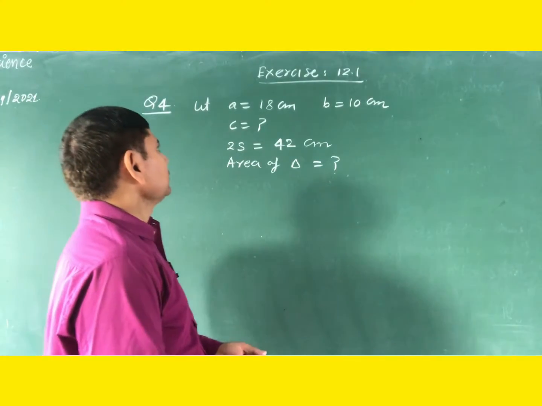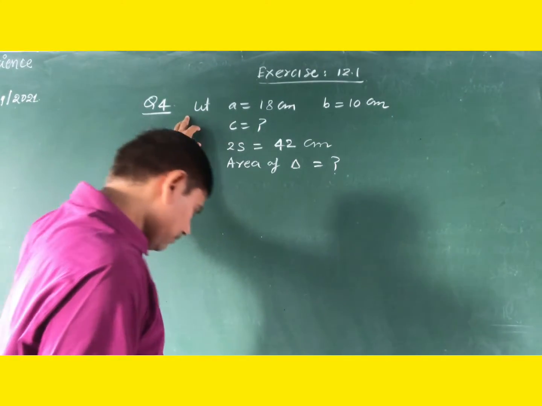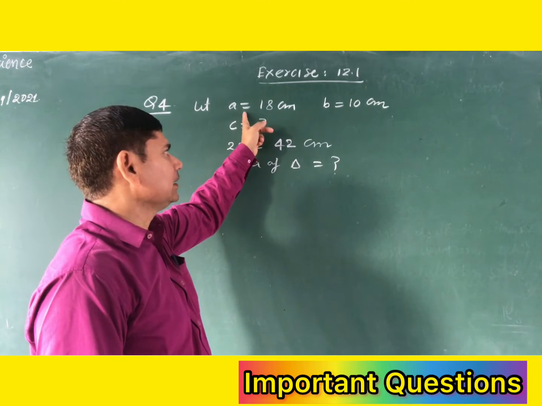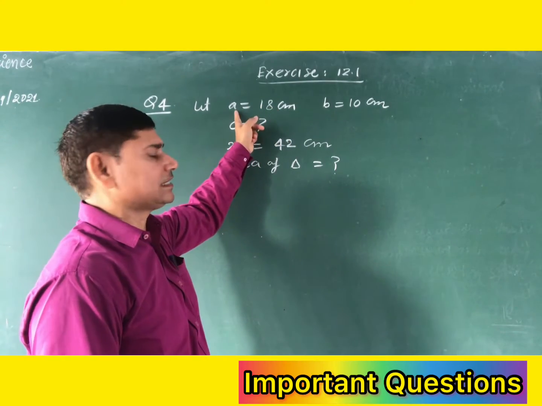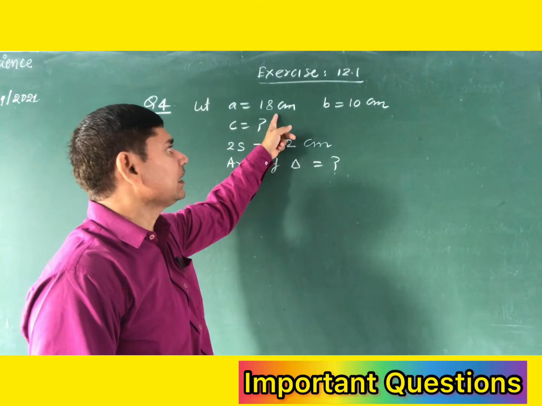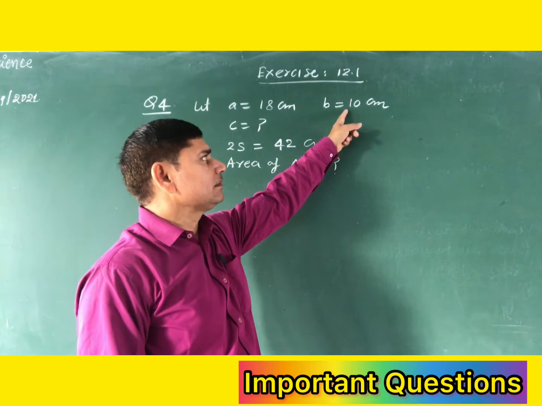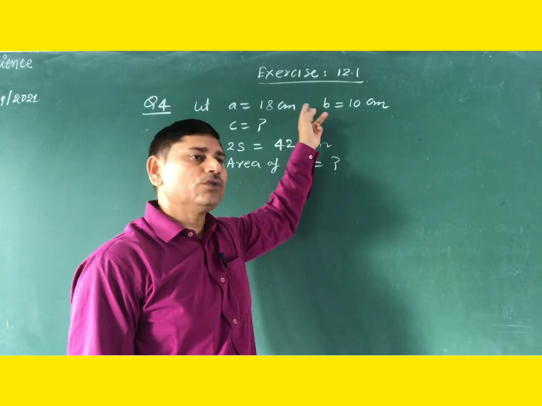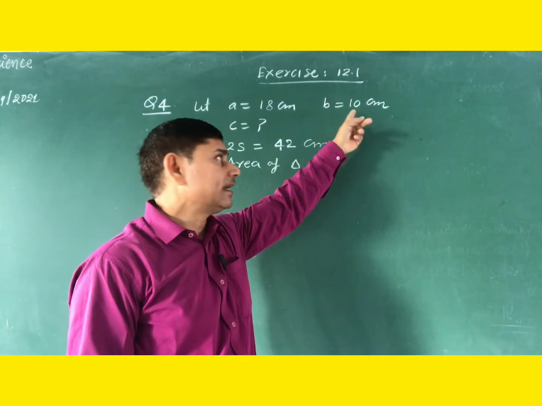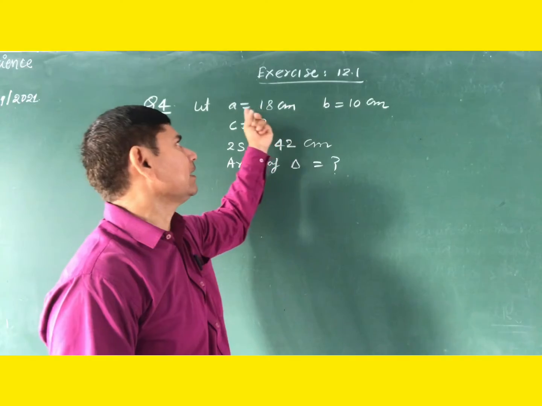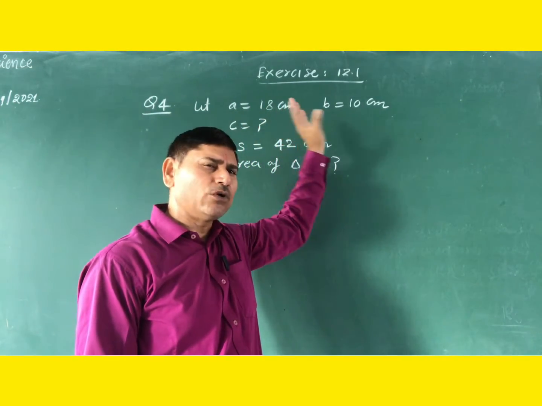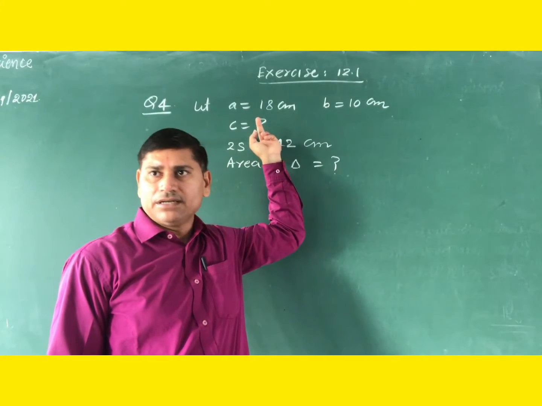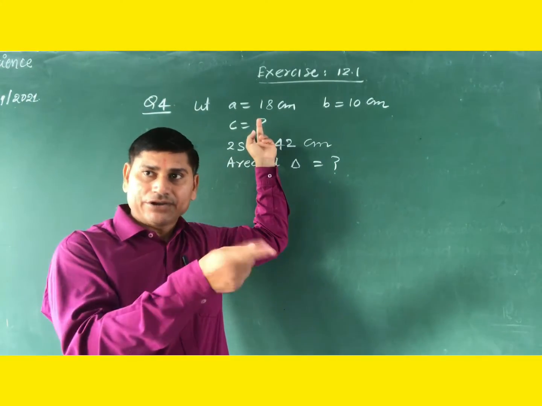Once again, try to understand. In question number 4, it is given that one side of the triangle is 18 centimeter. So let this be a equal to 18 centimeter, and the other side is given as 10 centimeter. So we let b equal to 10 centimeter. You can interchange also. You can let a equal to 10 centimeter and b equal to 18 centimeter, no problem. And the third side c is not given, so we take it as the required one.